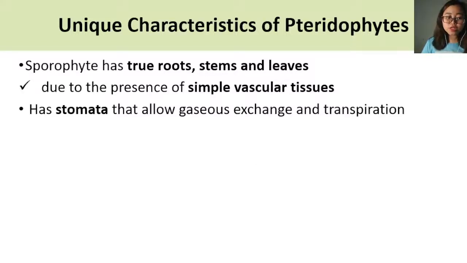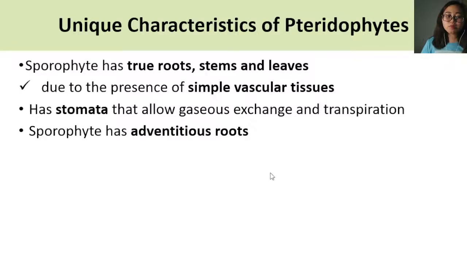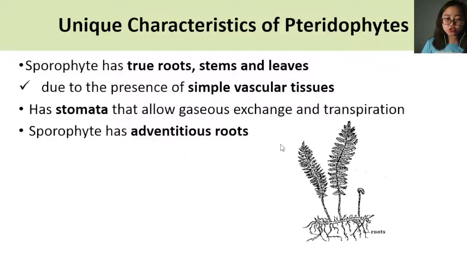The pteridophytes also have stomata that allow gaseous exchange and transpiration. The sporophyte of pteridophytes will have adventitious roots. So if you look at this diagram of Dryopteris, okay, this is the sporophyte generation of Dryopteris. You see its roots. Its roots creep along, and depending on the condition, its roots can produce new shoots.